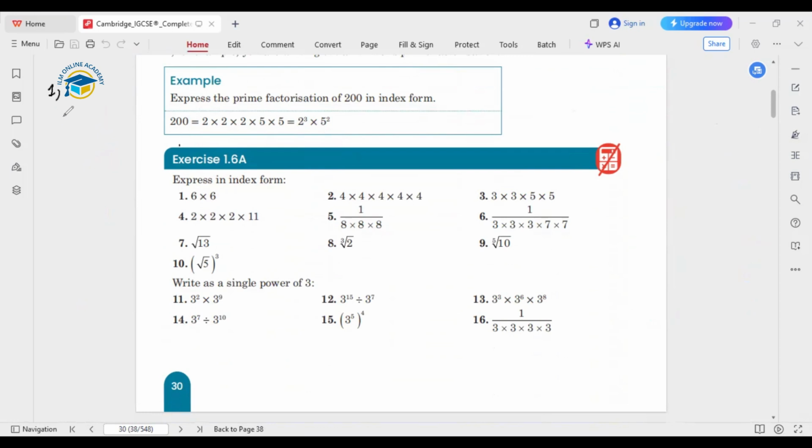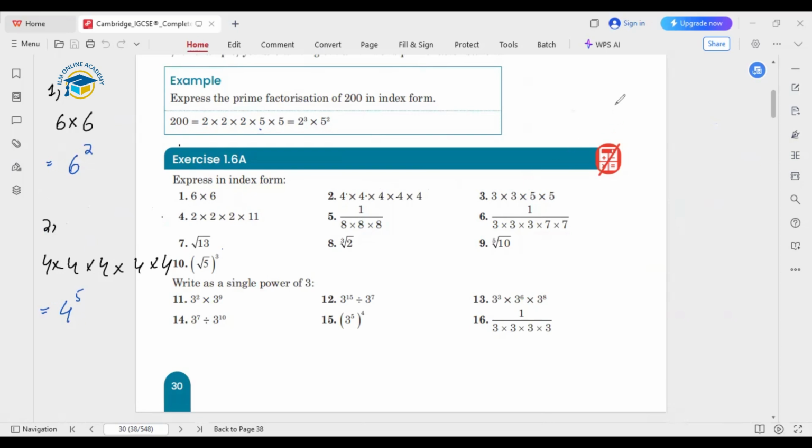So first, part A1 is 6 times 6. When a number is multiplied by itself 2 times, we can write that in the form of power, like 6 squared. Next, we have been given 4 that is being multiplied 1, 2, 3, 4, 5 times together. So 4 times 4 times 4 times 4 times 4. We can simply make it as 4 raised to the power 5.